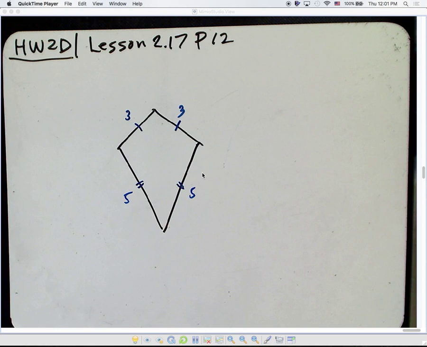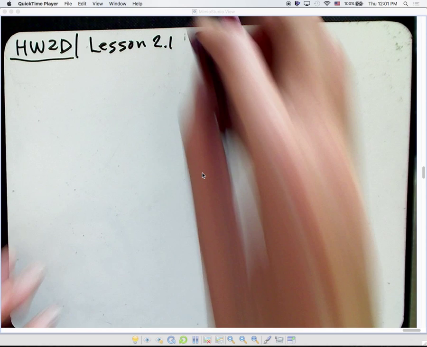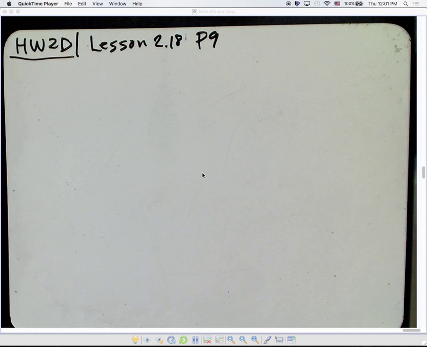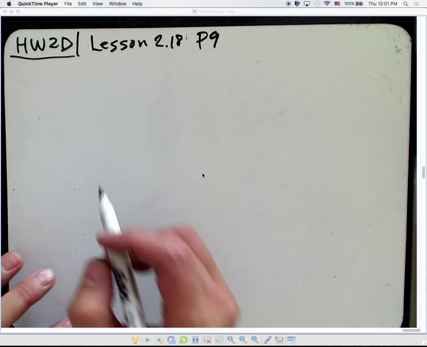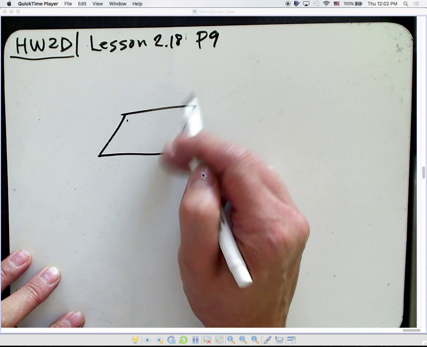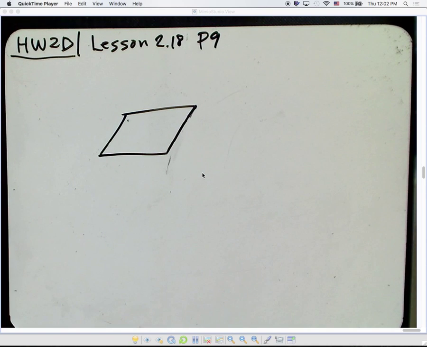So use that definition of kites and explain which figures are kites. Okay, so let's look at problem number 9 on lesson 218. It says for exercises 9 to 28, complete each sentence with always, sometimes, or never to make the statement true. Number 9. A parallelogram blank has 2 congruent sides. Does a parallelogram always have 2 congruent sides?